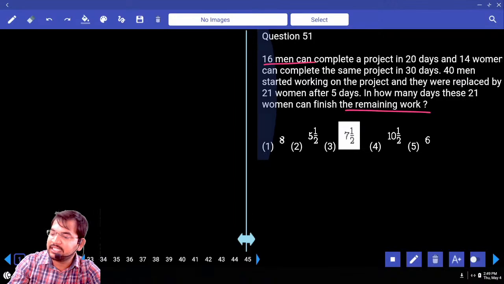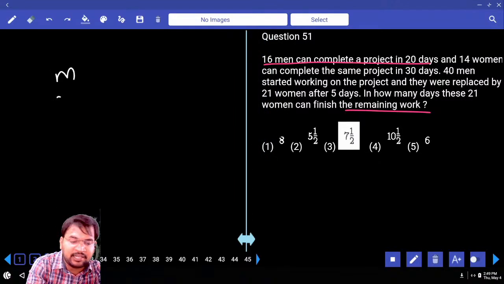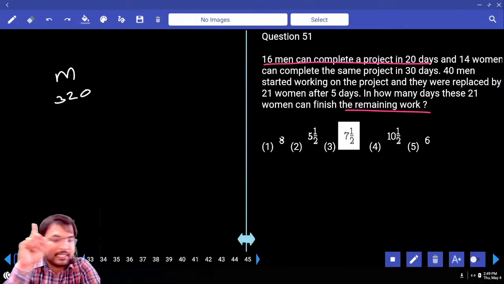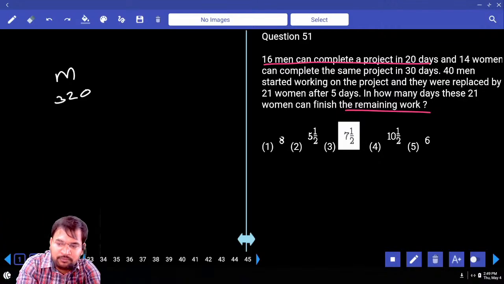Nana, see here, 16 men take 20 days, then a single man can do it in 320 days, 16 into 20. Are you clear? When there are 16 men, it took 20 days; a single man takes 320 days. Next, women: when there are 14 women, 30 days, a single woman takes 420.